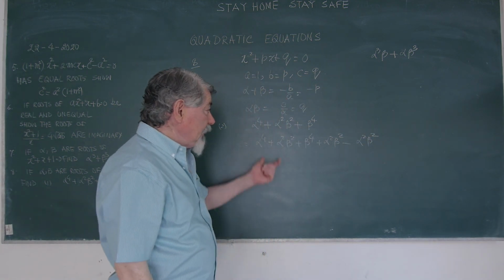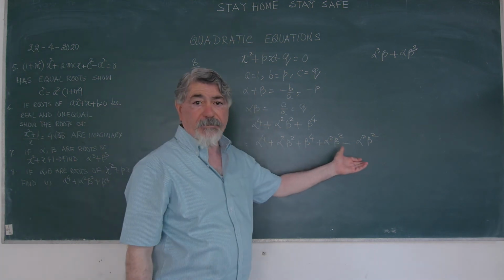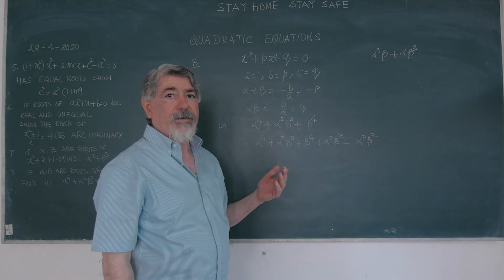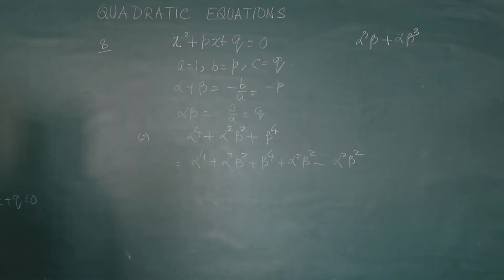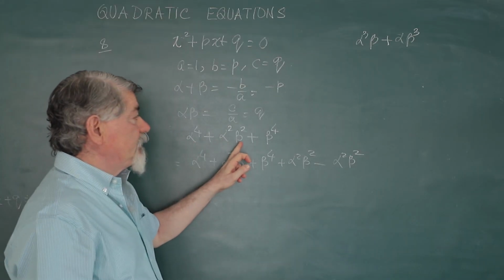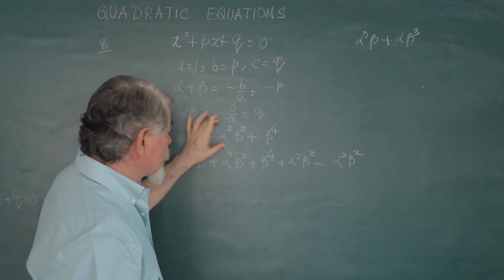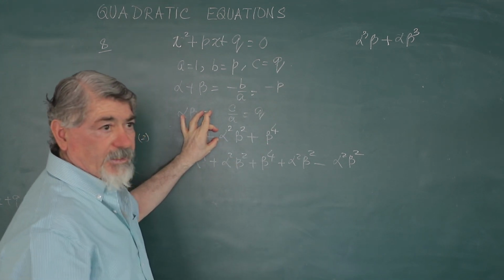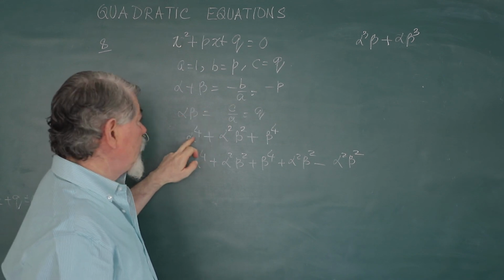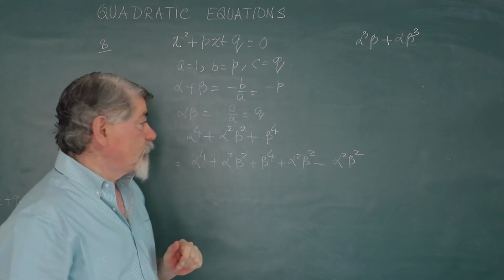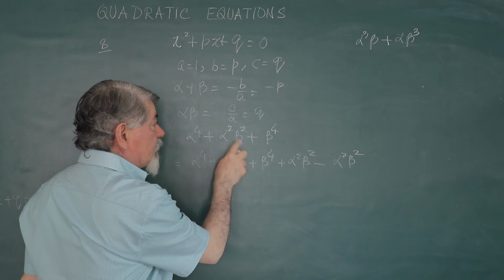What have I done? I have added and subtracted the same thing. So basically I am adding 0. Alpha 4 plus alpha square beta square plus beta 4 is not a perfect square. It should have been 2 here to make it a perfect square of alpha square plus beta square. So I want to bring 2 alpha square beta square.